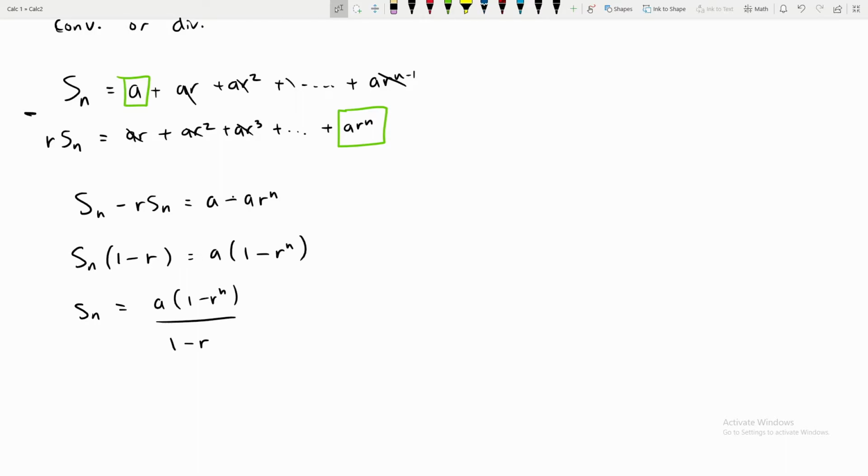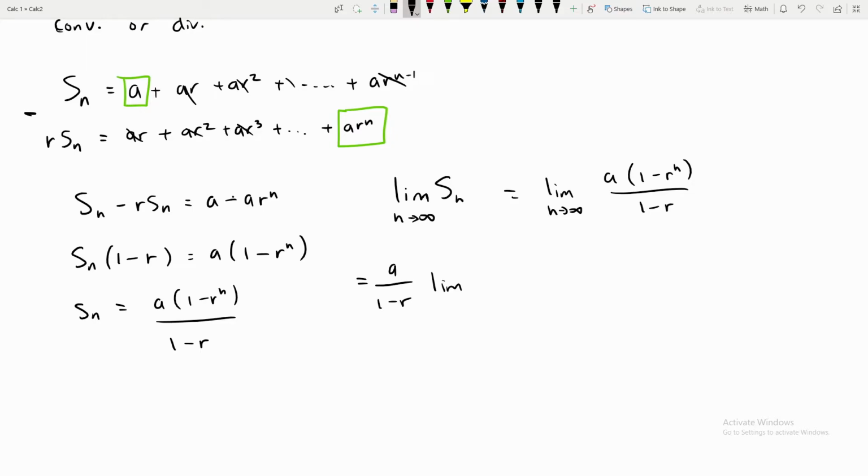And so now we have an explicit formula for what S of n equals. And like we said, we want to take the limit of S of n as n approaches infinity. So that's going to equal the limit as n approaches infinity of a(1 - r^n) over (1 - r). Now, I'm going to move the terms that are not dependent on this n value outside of the limit, so we kind of simplify it. So this will be equal to a over (1 - r) times the limit of (1 - r^n).